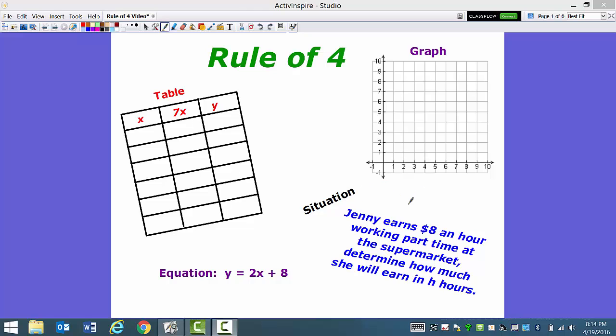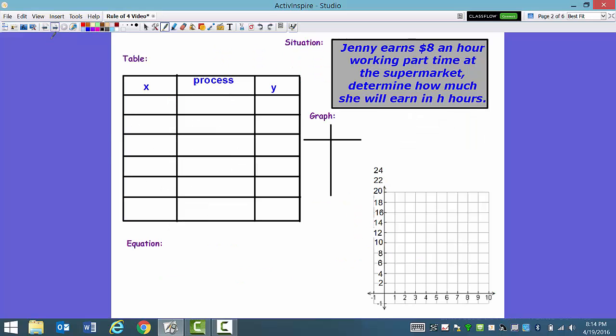When given one of the representations, you should be able to take that, such as the situation, and write an equation, make a table of values, and be able to graph it. So as we go through our examples, please make sure you pause the video when needed so that you can take good notes. On our first example, we're given the situation.